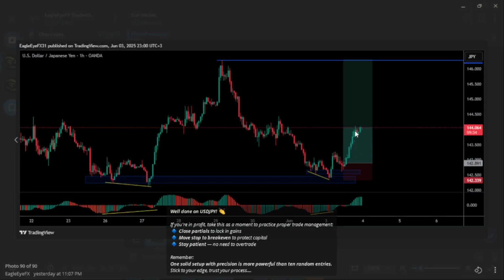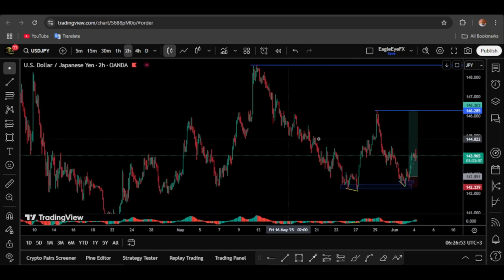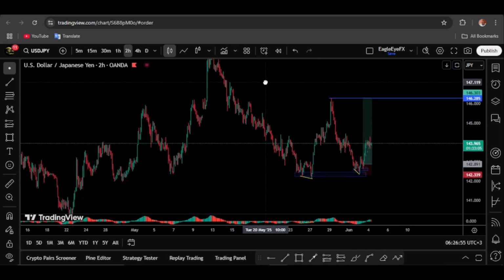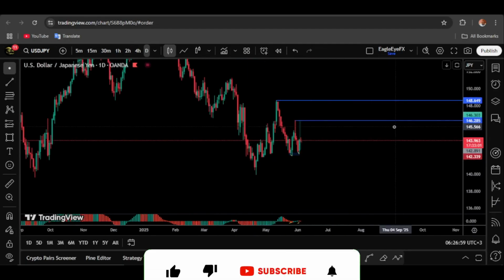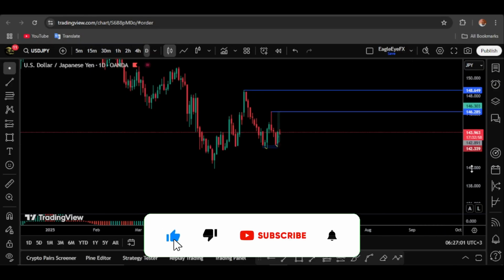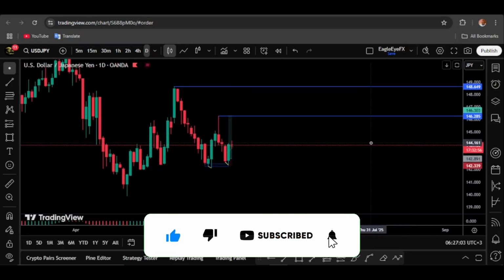Yes, and you can see how it actually went all the way to the top side. So let's jump into the charts and look at that. Yeah, so this is the setup, guys. As you can see, this is USDJPY, and we can even start from the daily time frame or the 4 hours time frame, it doesn't matter, right?